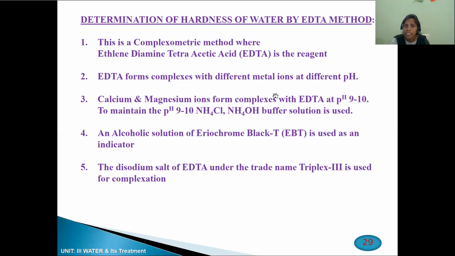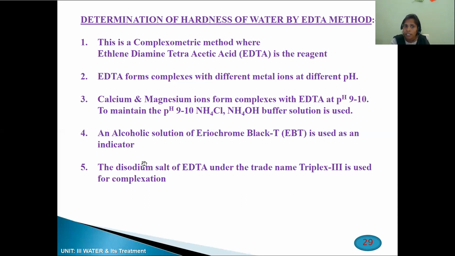This EDTA reacts with the calcium 2+ and magnesium 2+ ions in the given water sample at pH 10 only, that means at pH 9 to 10. To maintain this pH range of 9 to 10, we are using a buffer solution. The buffer solution is ammonium chloride and ammonium hydroxide. What is the role of the buffer solution? The role of the buffer solution is to maintain the pH value at 9 to 10. And we are using an indicator to identify the endpoint by color change. That is the Eriochrome Black T indicator.